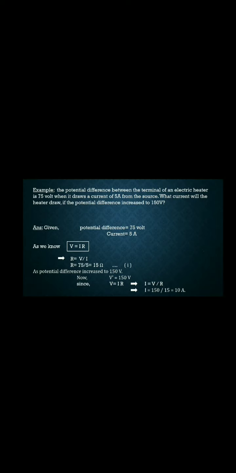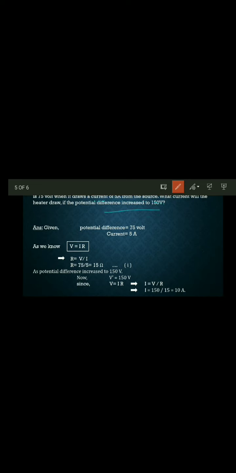What you have given is the potential difference between the terminals of the heater, that is, if there is a heater, then it has 2 terminals and the potential drop between these 2 terminals is 75 volt, right? And it draws a current of 5 ampere. So you have given the potential difference and the current value of 5 ampere, and it's asking what current will the heater draw if the potential difference increases to 150 volt.